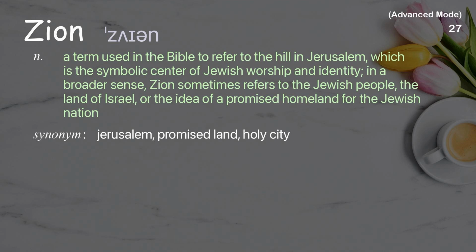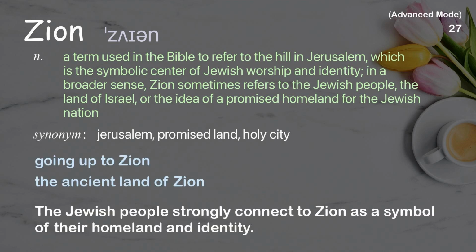Zion. A term used in the Bible to refer to the hill in Jerusalem, which is the symbolic center of Jewish worship and identity. In a broader sense, Zion sometimes refers to the Jewish people, the land of Israel, or the idea of a promised homeland for the Jewish nation. Examples: Going up to Zion. The ancient land of Zion. The Jewish people strongly connect to Zion as a symbol of their homeland and identity.